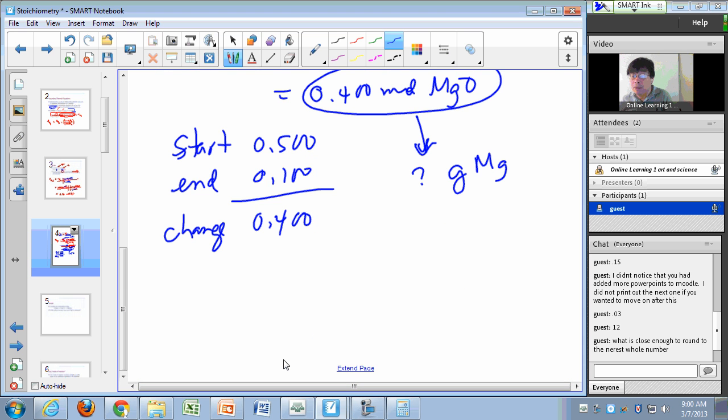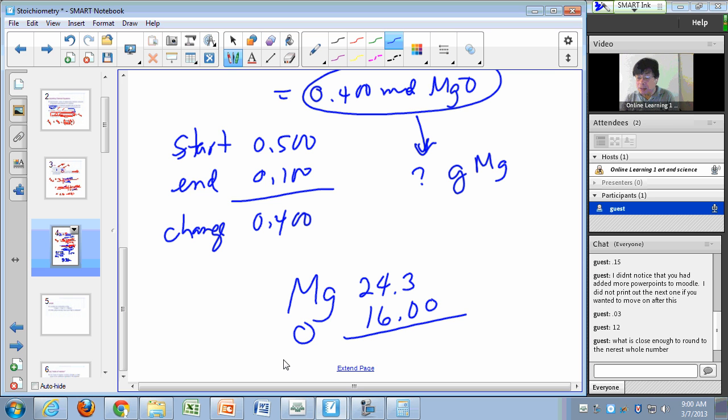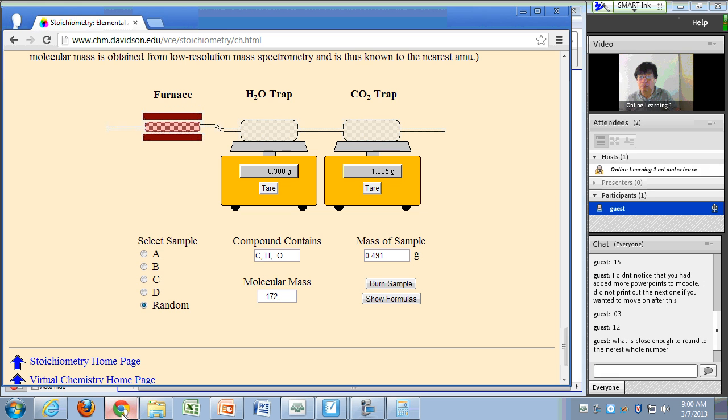So what's the molar mass of magnesium oxide? Magnesium is how much? 24.3. And oxygen is 16. Magnesium is 24.3 something. What was it? You have a periodic table.